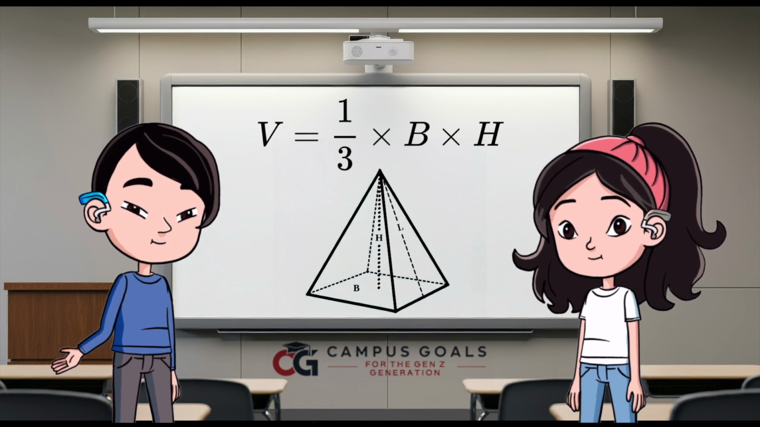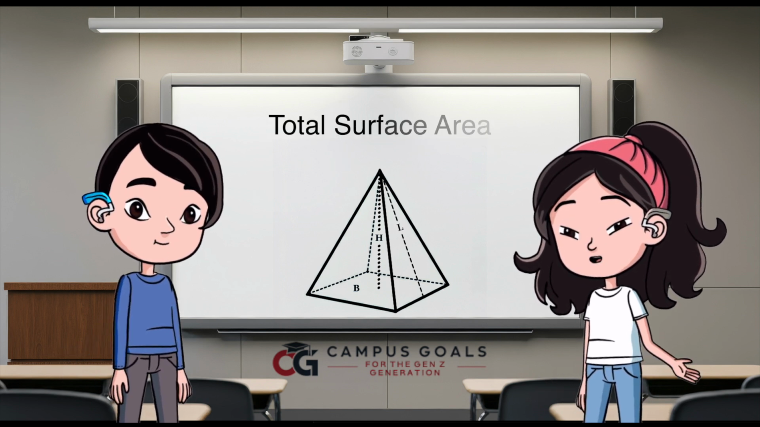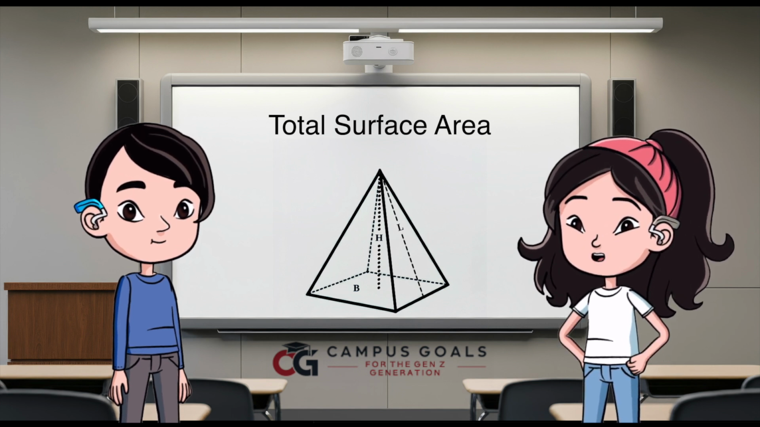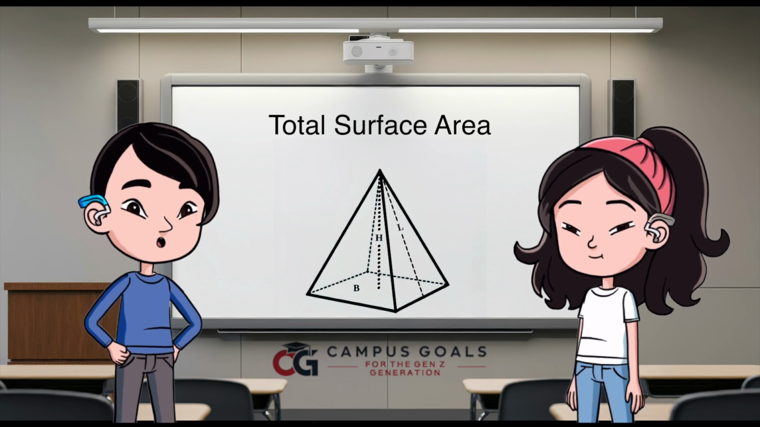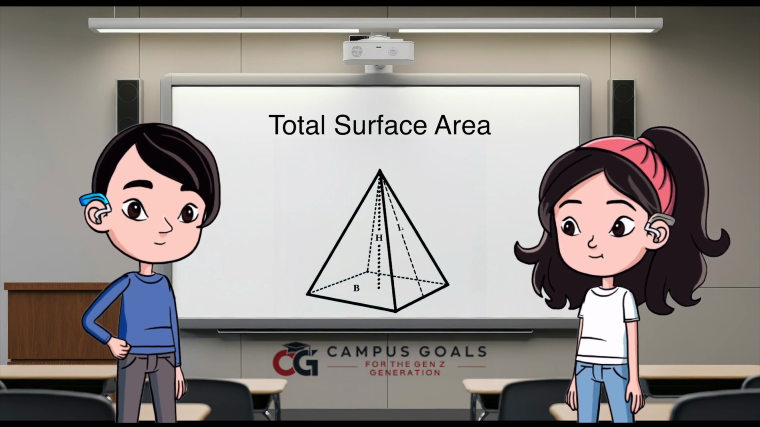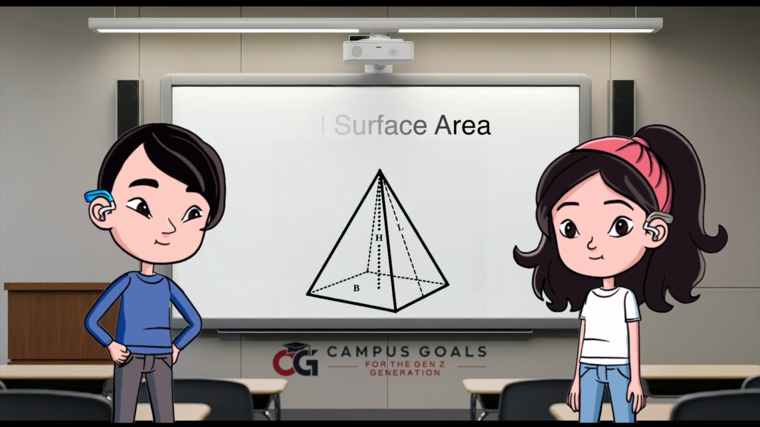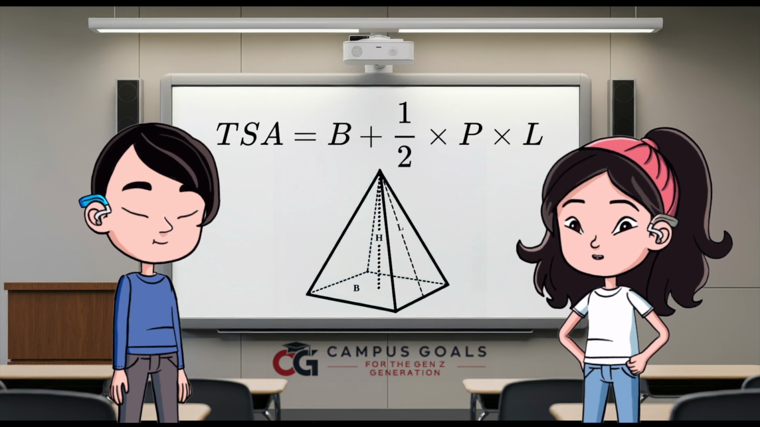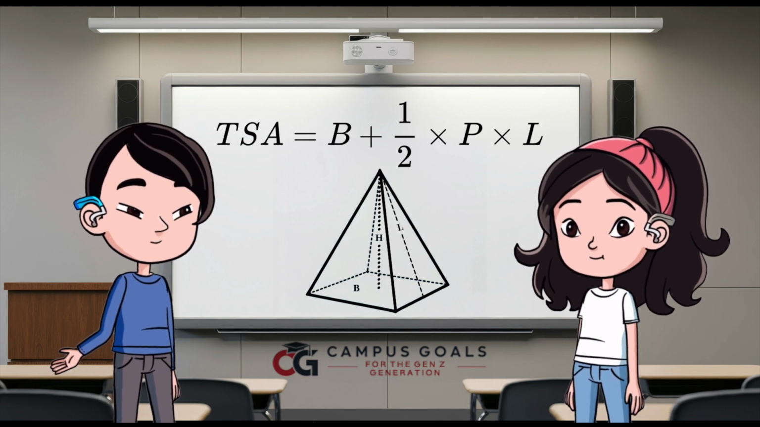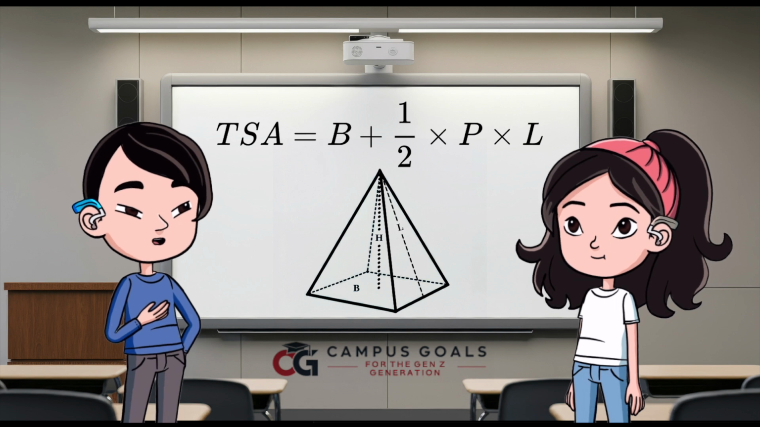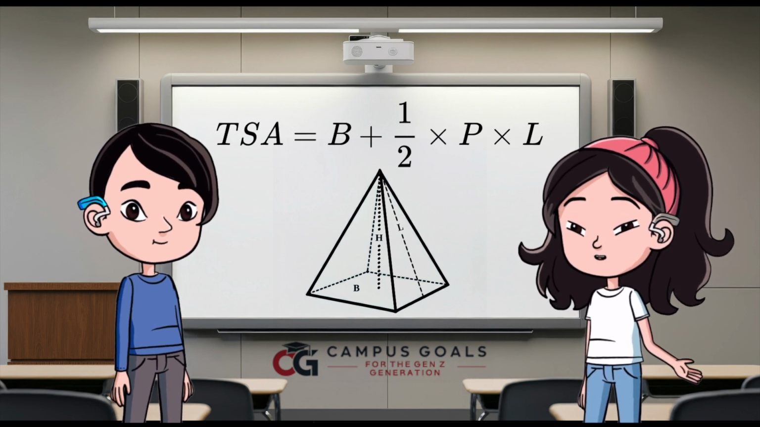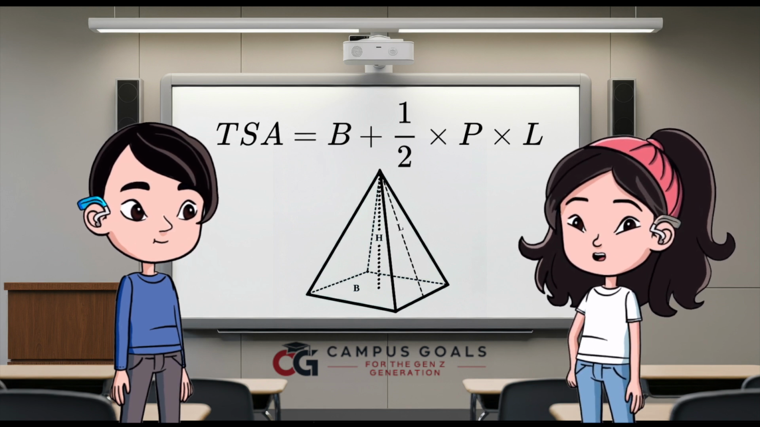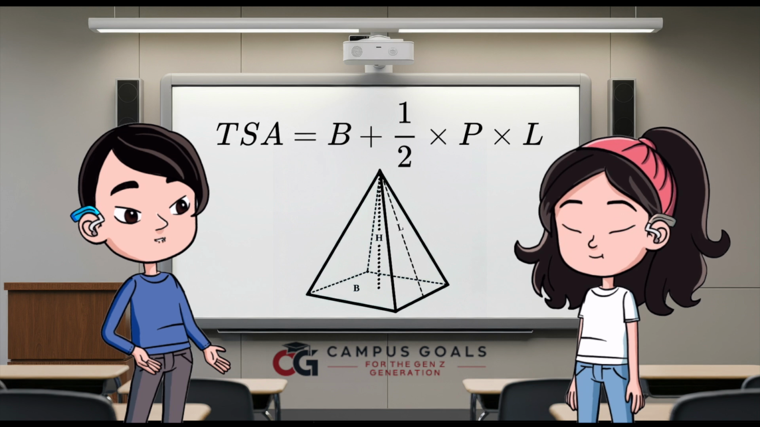Okay, so volume, check. What's the other crucial formula? Next up is the total surface area, or TSA. It tells you the total area of all the pyramid's faces combined. So if we were gonna paint the whole thing, we'd need the TSA to know how much paint to buy. Exactly. So what's the formula? TSA equals B plus 1/2 times P times L. TSA equals B plus 1/2 PL. But what's P and L? P is the perimeter of the base, so the total length around it. And L is the slant height, the distance from the tip down the middle of a face to the base edge.